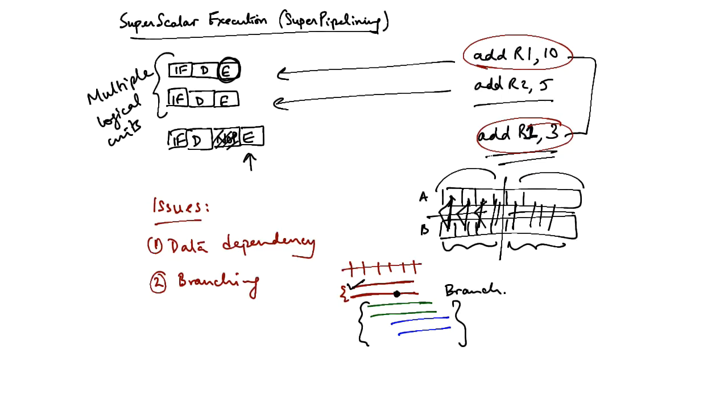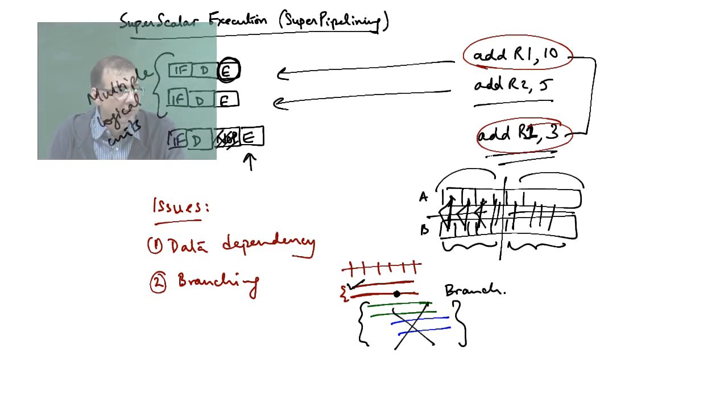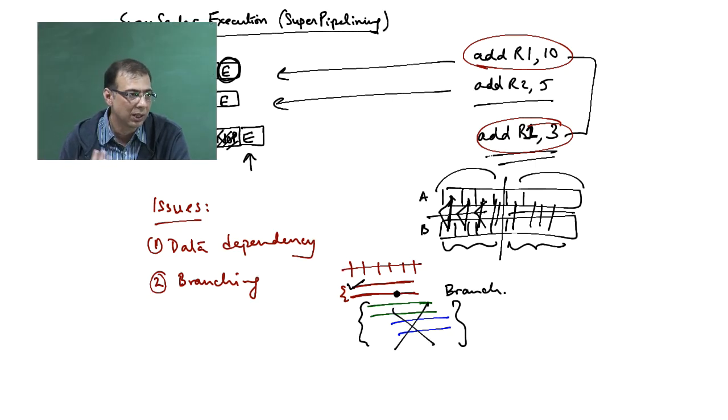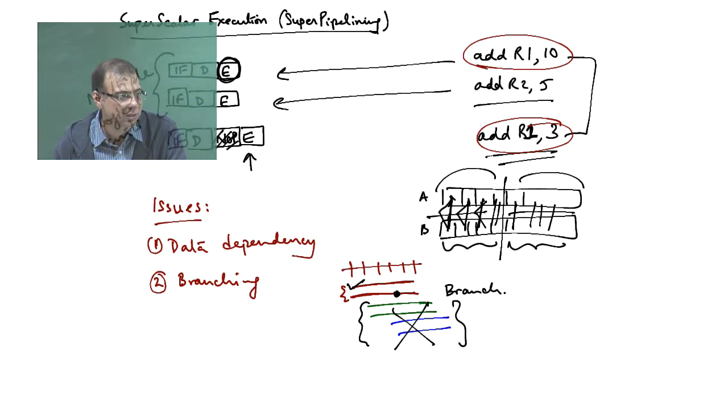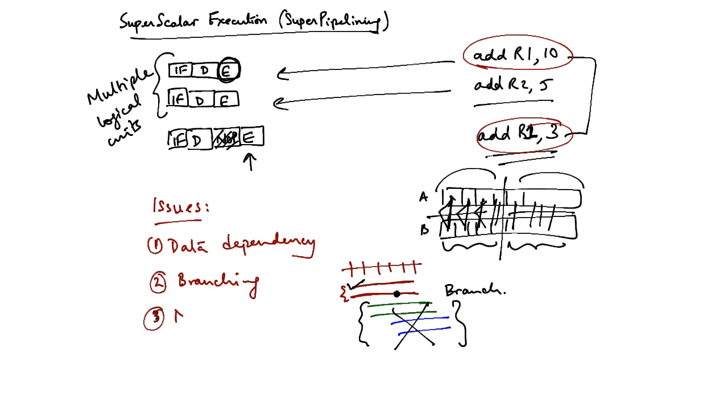Because you are going to jump to some other piece of code. So these instructions have to be thrown away. That's wasted work, right? You picked up all these instructions, you put them in the pipeline, but eventually that was wasted. You did not complete these instructions. You could not finish them.